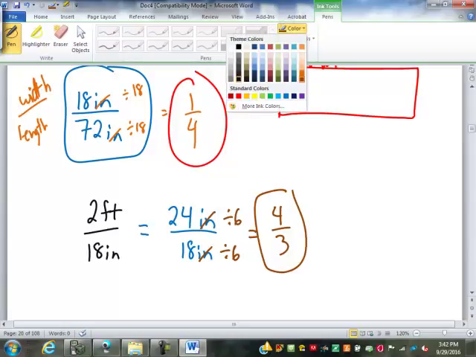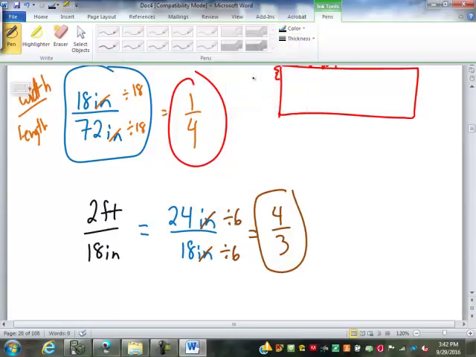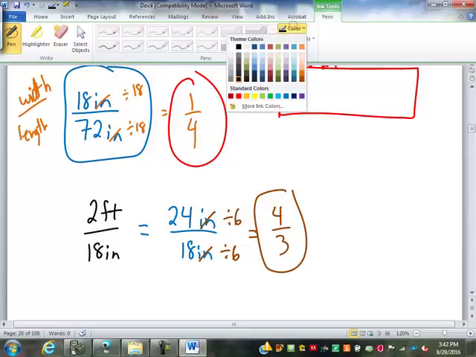Well, instead of changing the 2 feet, you could have made the 18 inches 1.5 feet, so then it'd be 2 to 1.5. Then you could simplify it that way. It's still going to come out 4 to 3, by the way.